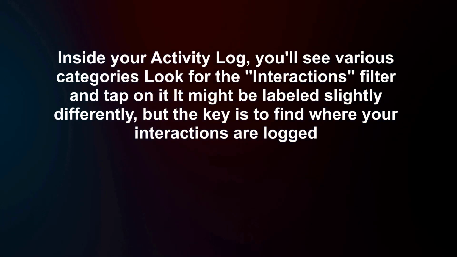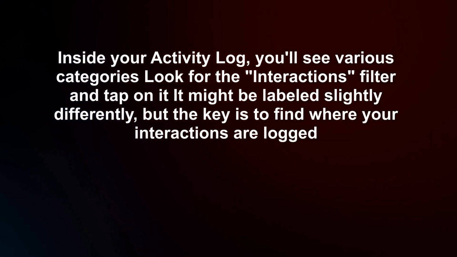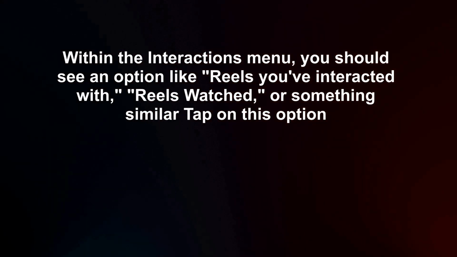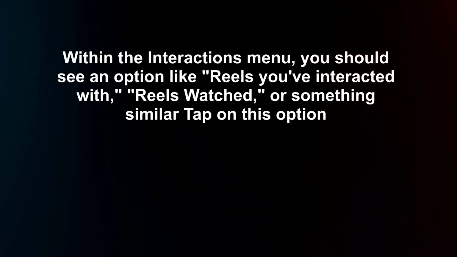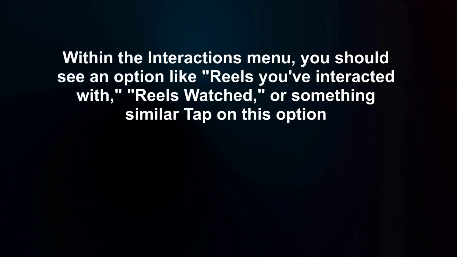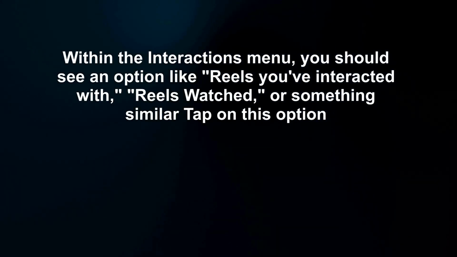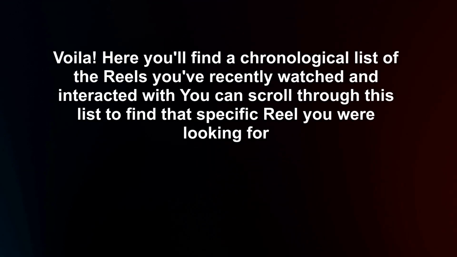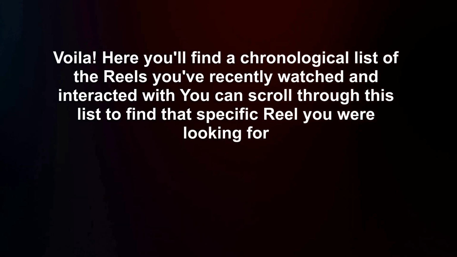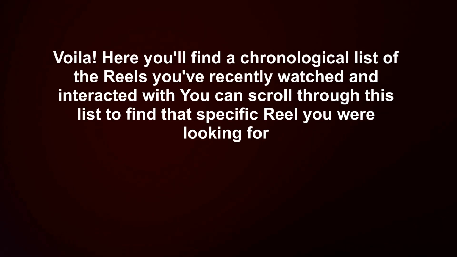It might be labeled slightly differently, but the key is to find where your interactions are logged. Within the Interactions menu, you should see an option like Reels you've interacted with, Reels Watch, or something similar. Tap on this option. Voila! Here you'll find a chronological list of the Reels you've recently watched and interacted with.